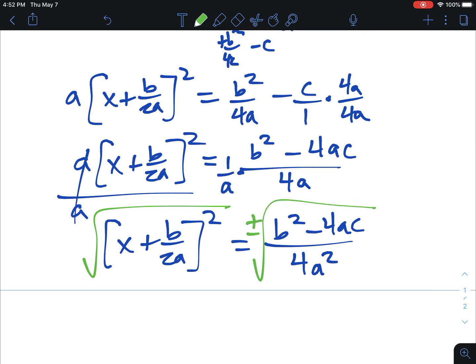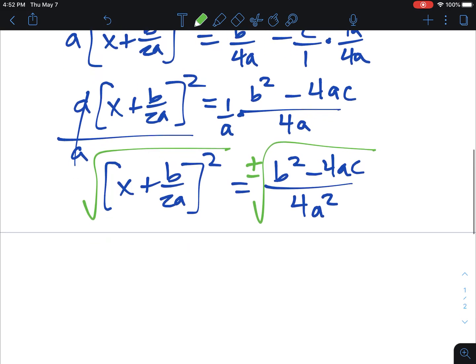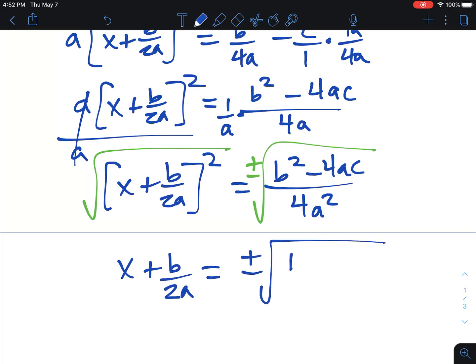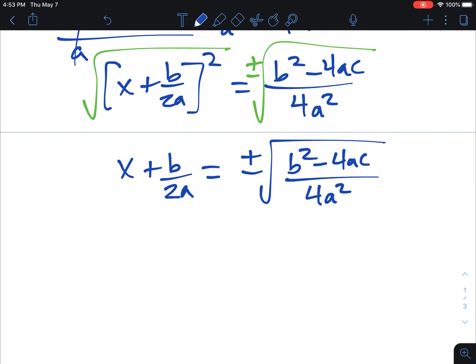So we want to get rid of this square by doing a square root. Don't forget the plus or minus. You got to always do that when you're solving for x. And then we get x plus b over 2a equals plus or minus the square root of b squared minus 4ac, that sounds like it's almost there, over 4a squared.